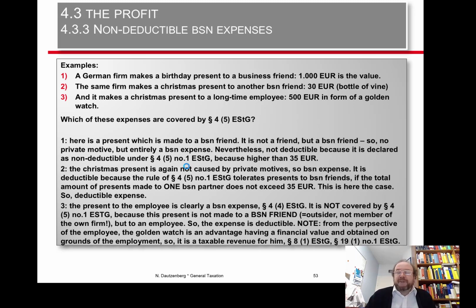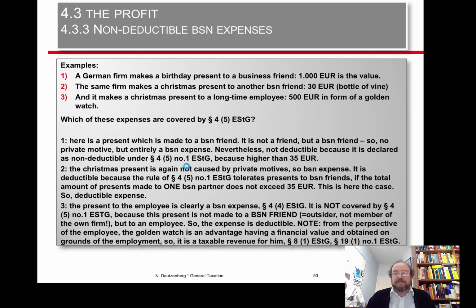A German firm makes a birthday present to a business friend, €1,000. Naturally, non-deductible. 4-5, number 1, it's more than €35. The same firm makes a Christmas present to another business friend, a bottle of wine, €30, and so clearly that's 4-5, number 1, but deductible are presents up to a cost value of €30. The bottle of wine was €30. So clearly not hit by the non-deductible rule.